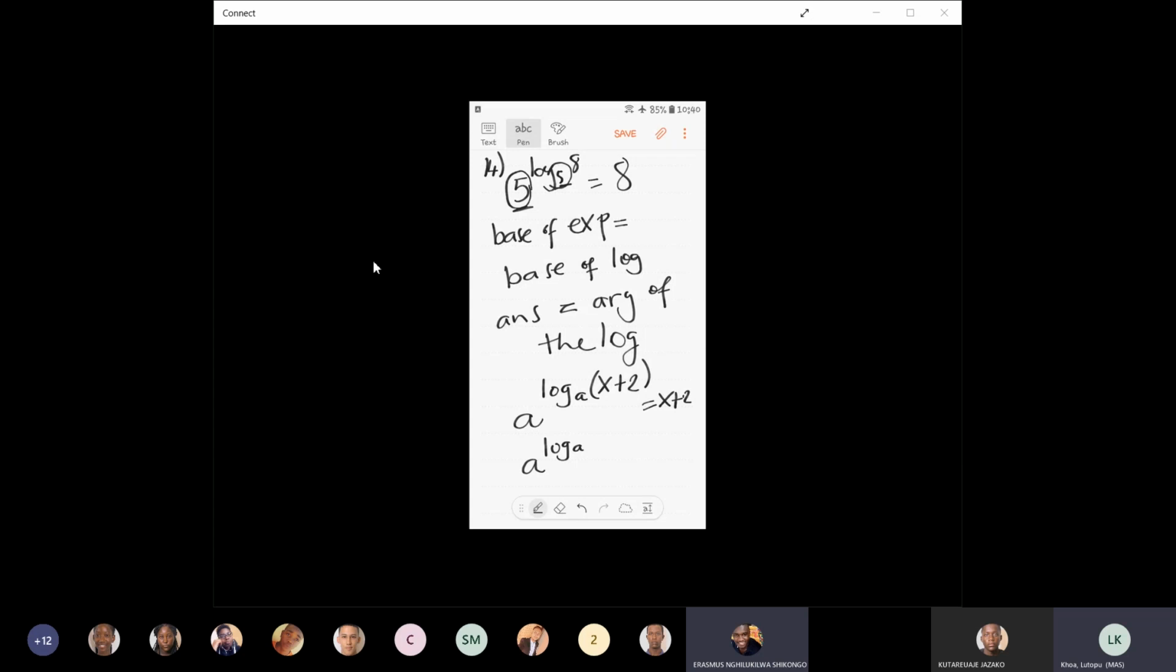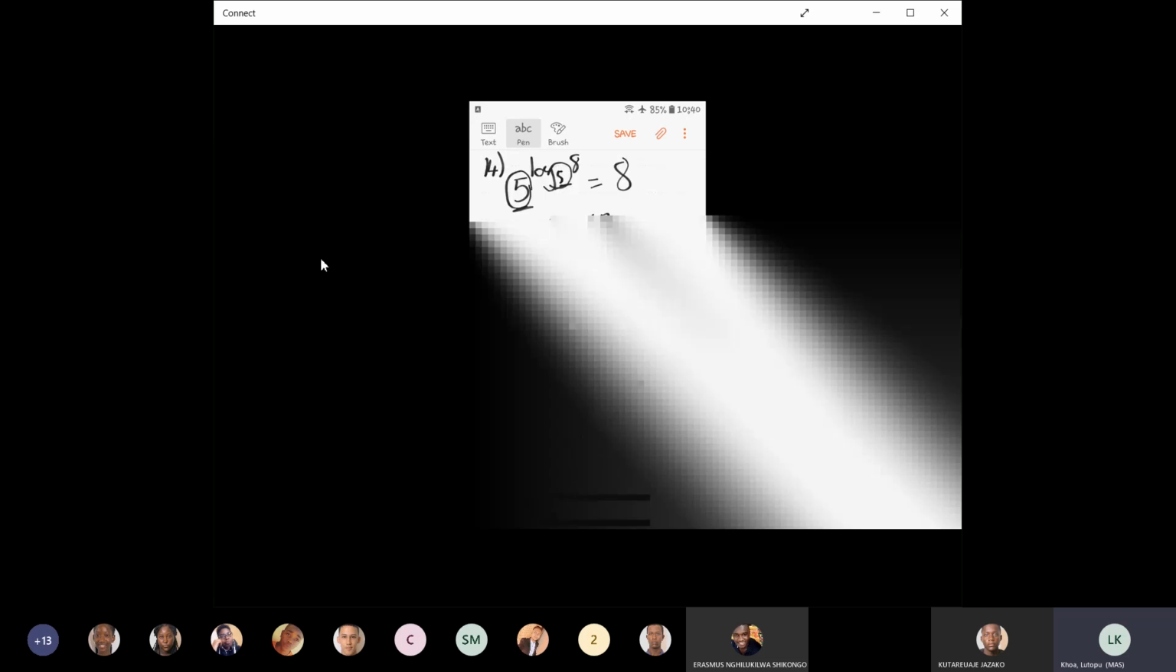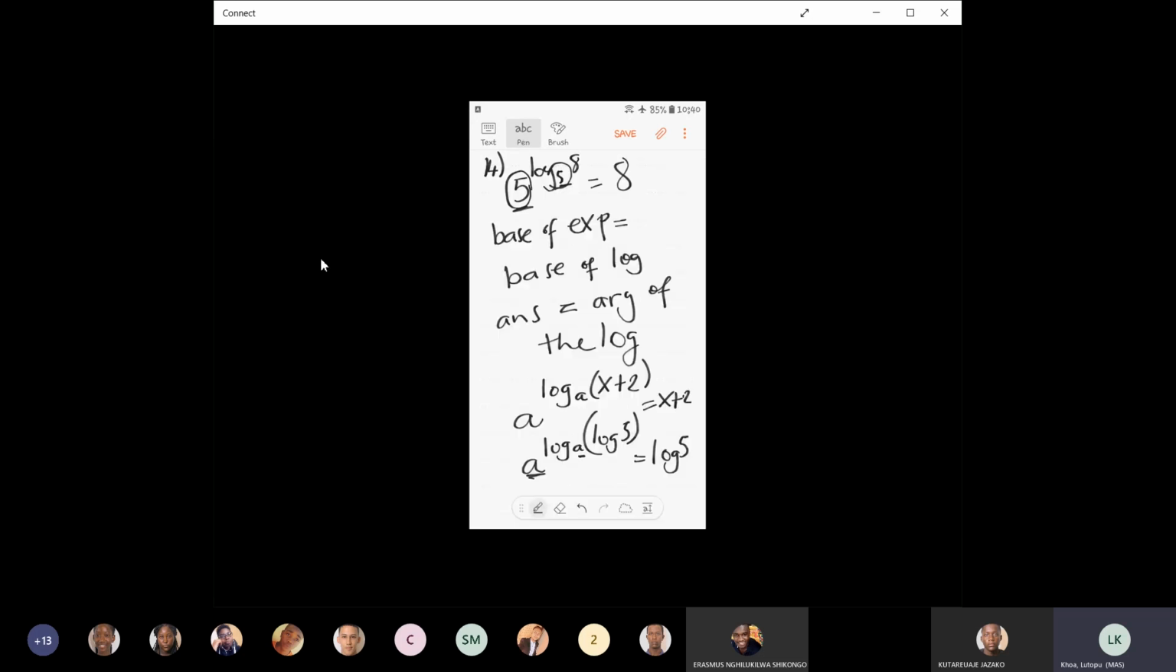Okay, whatever I put over there, it doesn't matter. I could even put another log 5 if I wanted to. This is just equal to log of 5. So as long as I have a base of my exponent which is equal to the base of the logarithm, then that is equal to whatever my argument is.